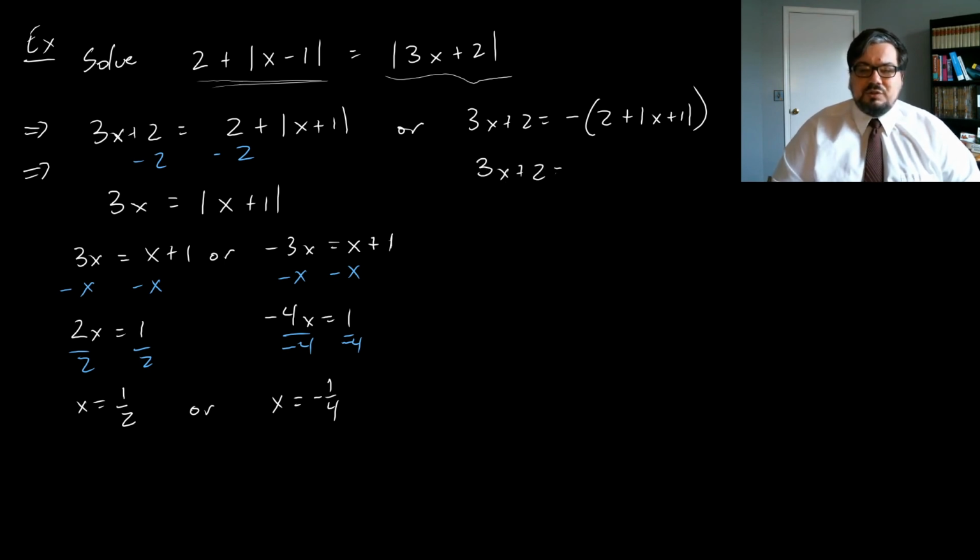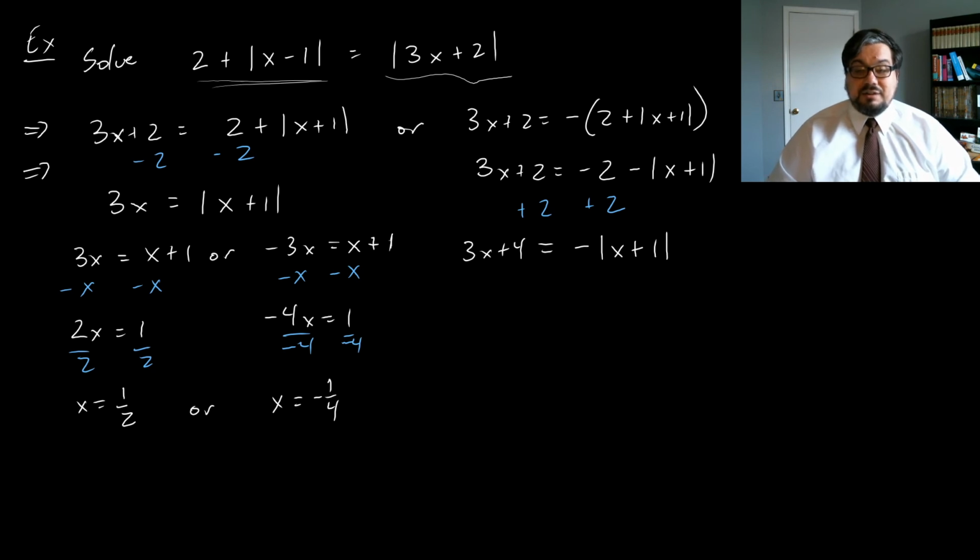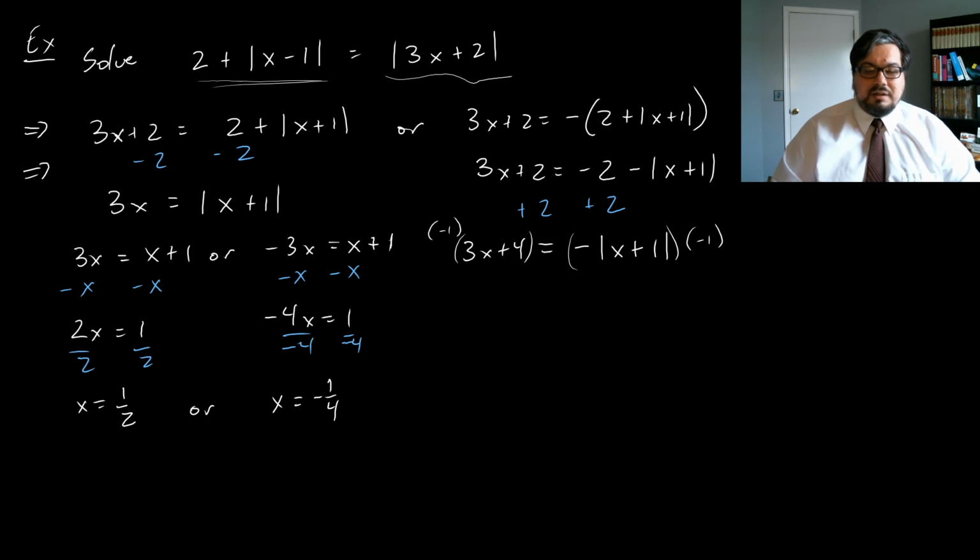We get 3x plus 2 is equal to negative 2 minus the absolute value of x plus 1. Now we'll get the absolute value by itself, get 3x plus 4 is equal to the opposite absolute value of x plus 1. I miswrote here. This is 3x plus 4 on the right is equal to the absolute value of x plus 1. We'll multiply both sides by negative 1 to get negative 3x minus 4 is equal to the absolute value of x plus 1.